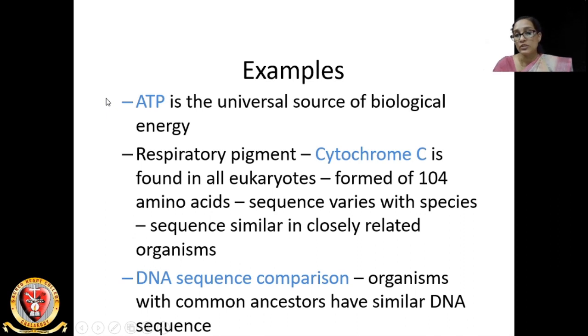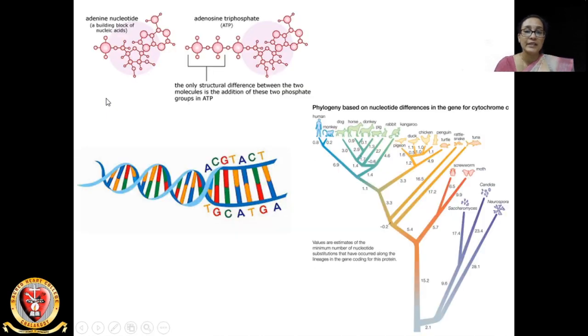So ATP is a universal source of biological energy, and cytochrome C, you would have heard of cytochrome C, which is a respiratory pigment found in the mitochondria of all eukaryotes. It is formed of 104 amino acids. Only the sequence varies with the species. If you see the sequence also, closely related species have a similar sequence. Those which have diverged earlier in the geological history have less similar sequence. Such sequence comparison is also similar in the case of the DNA sequence. If you take organisms with common ancestors, they have similar DNA sequences.